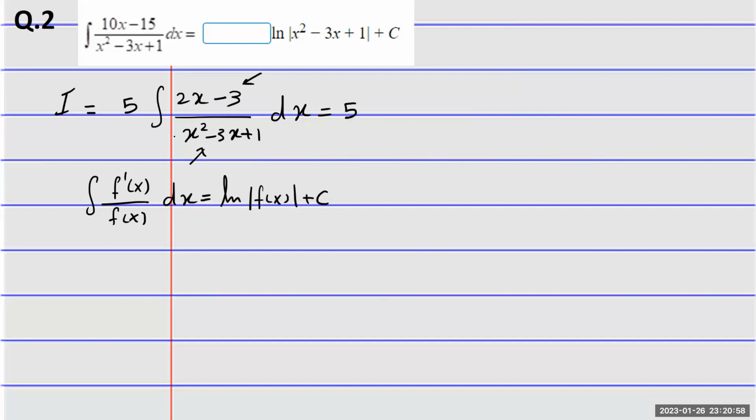The answer is 5. Here, the derivative of the denominator x squared minus 3x plus 1 is 2x minus 3. Exactly, I have it up here. So the answer is 5 ln of the denominator. That's a very easy way. So 5 ln absolute value of x squared minus 3x plus 1 plus c. That's it. Okay.